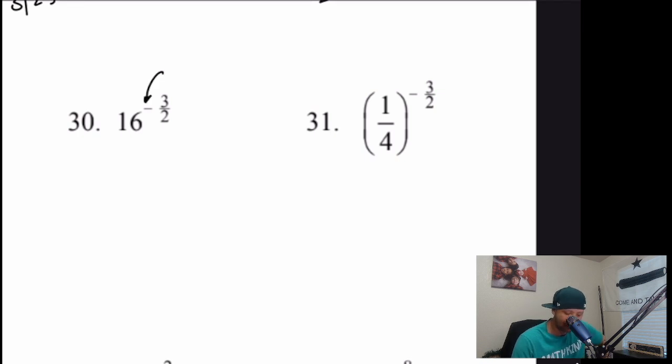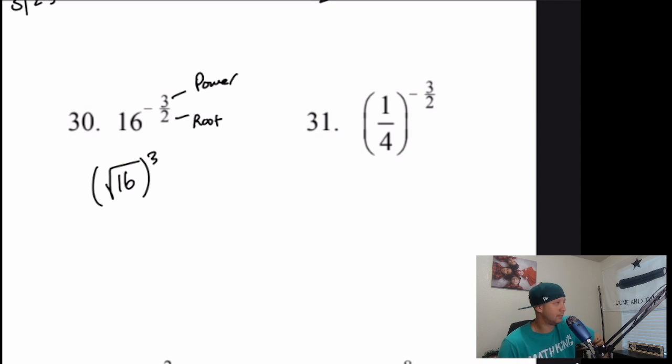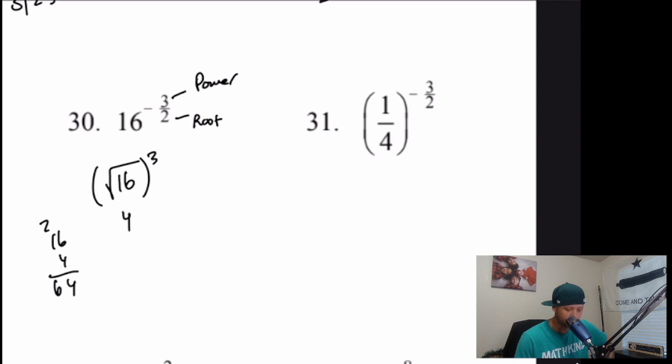Like dealing with this negative. I mean, technically, if you don't flip it first, you're going to have to flip it at some point. So I know that I'm going to have to take the square root of 16 and cube it, because this is the root and then this is the power. At some point I'm going to have to flip it and it's going to be in the denominator, but we could disregard that for just a moment. Square root of 16 is 4. 4 cubed: 4 times 4 is 16, times 4 is 64. So this is going to be 64.